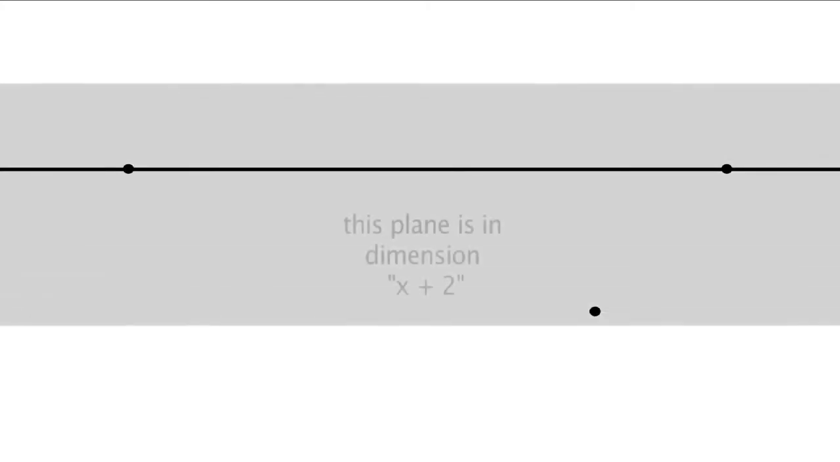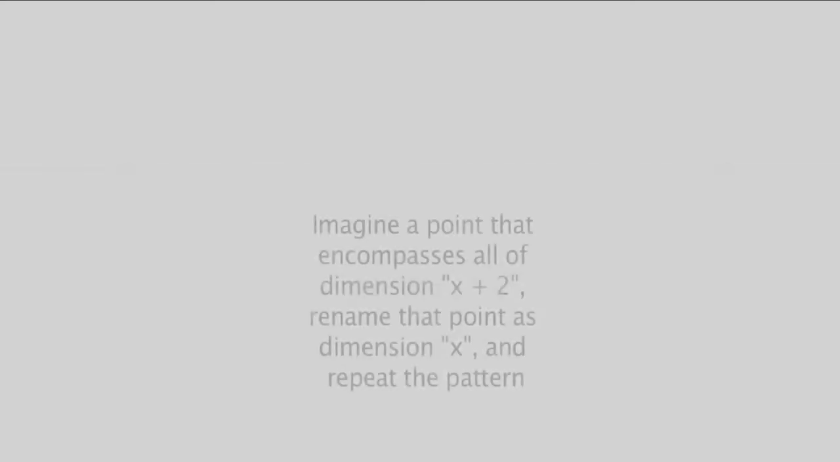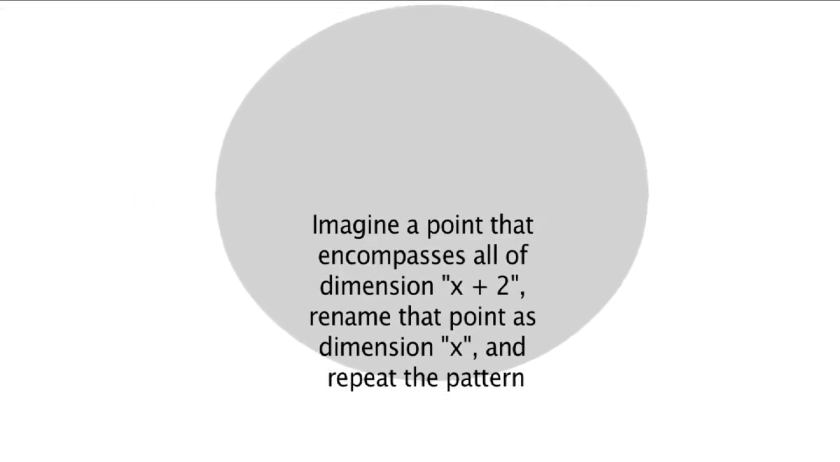2. A plane. Again, think of both of those points encompassing their largest possible version within the constraints of the current dimension, and find a point that isn't part of what those 2 points are encompassing. Now you're thinking about dimension x plus 2. This logic can start from any spatial dimension, and it can be repeated infinitely. That is, once you've imagined dimension x plus 2, you can rename it dimension x and repeat the pattern as many times as you want.